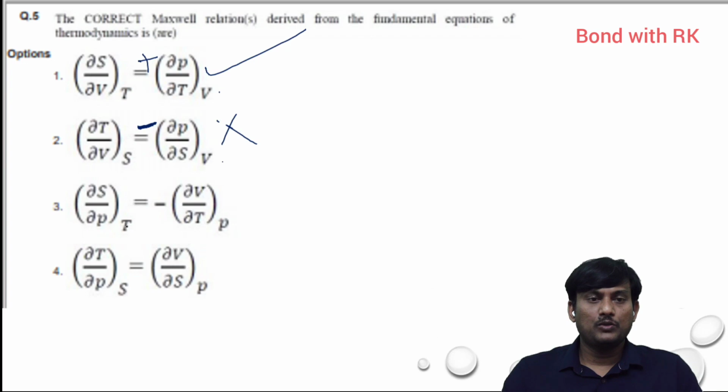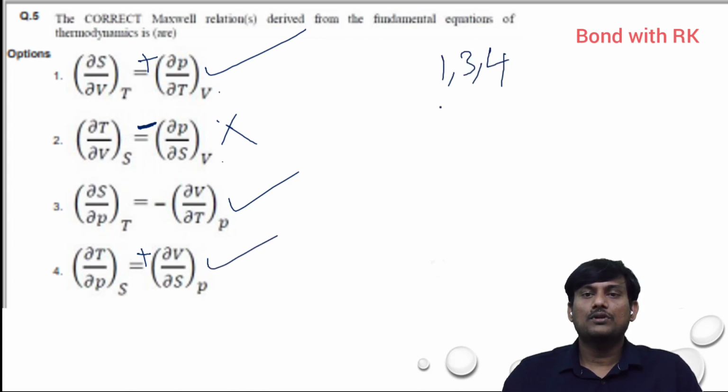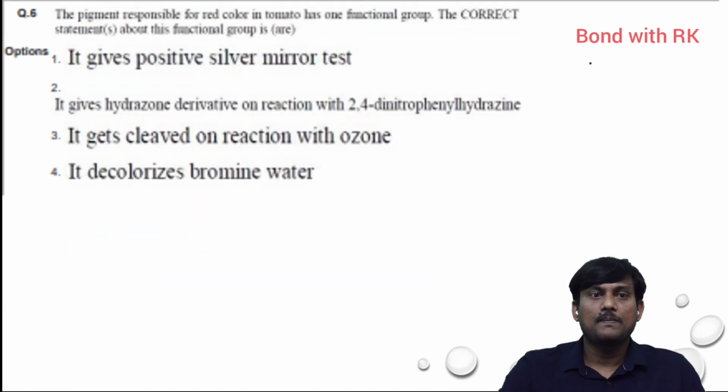And ∂S/∂P at constant T is equal to minus ∂V/∂T at constant P. This one is correct, and here there is a positive sign. So ∂T/∂P at constant S equals ∂V/∂S at constant P, this one is also correct. So 1, 3, 4 are correct statements.